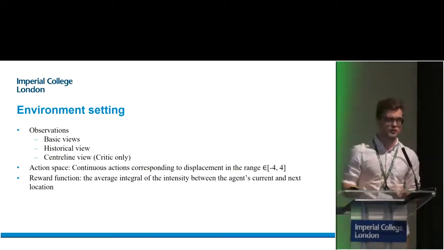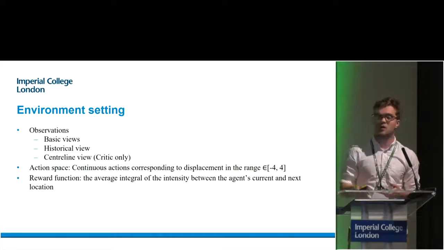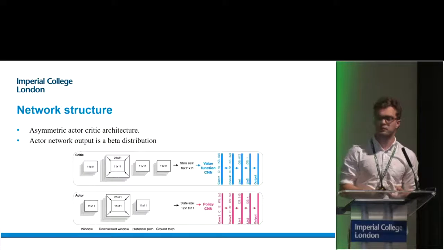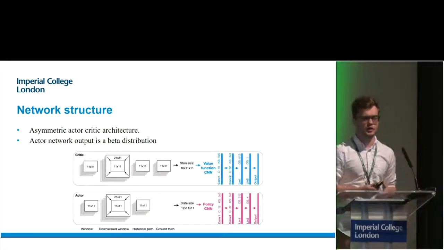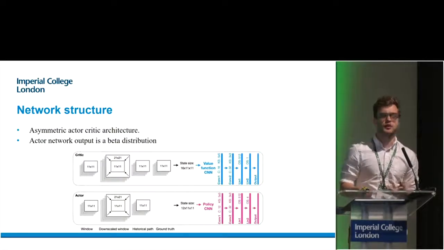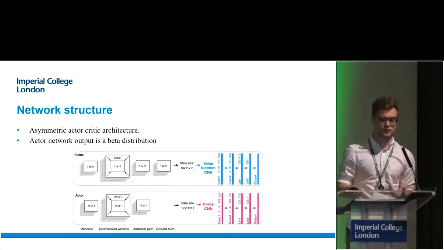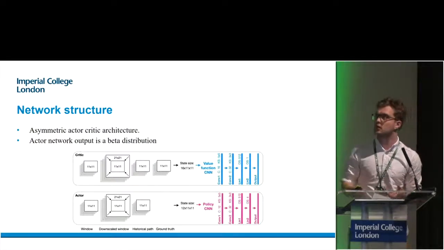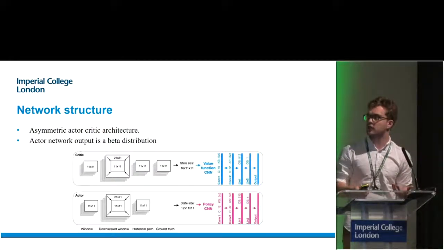And the reward function that the agent receives is the average integral of the intensity between the agent's current and next location. So we use an actor-critic architecture. This is a reinforcement learning architecture composed of two convolutional neural networks. The first is the actor network. This determines the policy of the agent.